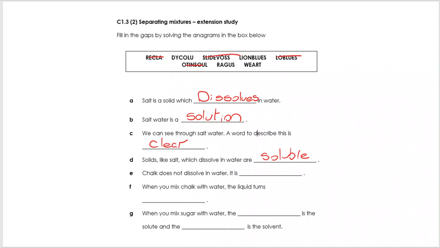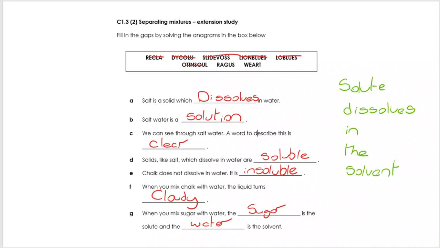Chalk does not dissolve in water. It is insoluble. When you mix chalk with water, the liquid turns cloudy. And when you mix sugar with water, the sugar is the solute and the water is the solvent. And I'm going to add a little bit here, just as something that might help you to remember some of these key words. The solute dissolves in the solvent. So the solute is the solid that dissolves. The solvent is what it dissolves into.